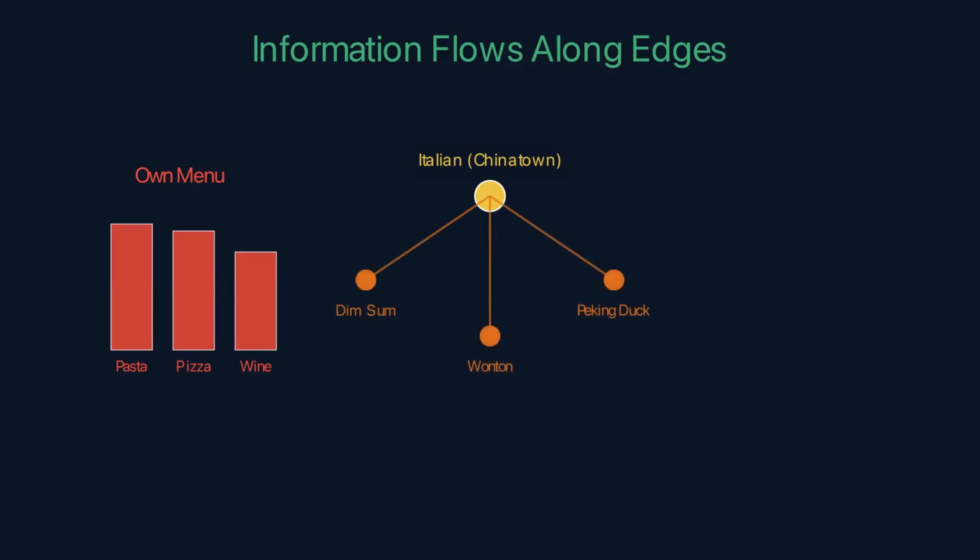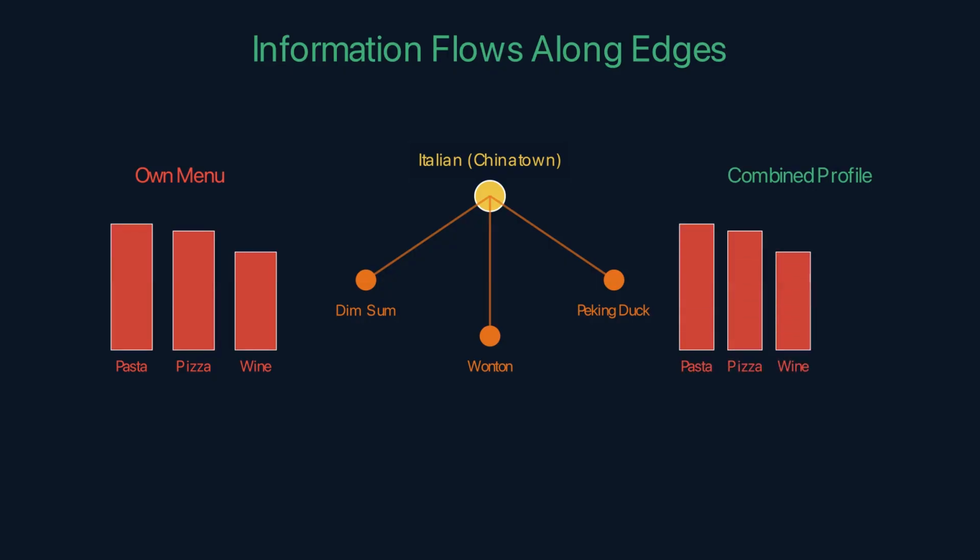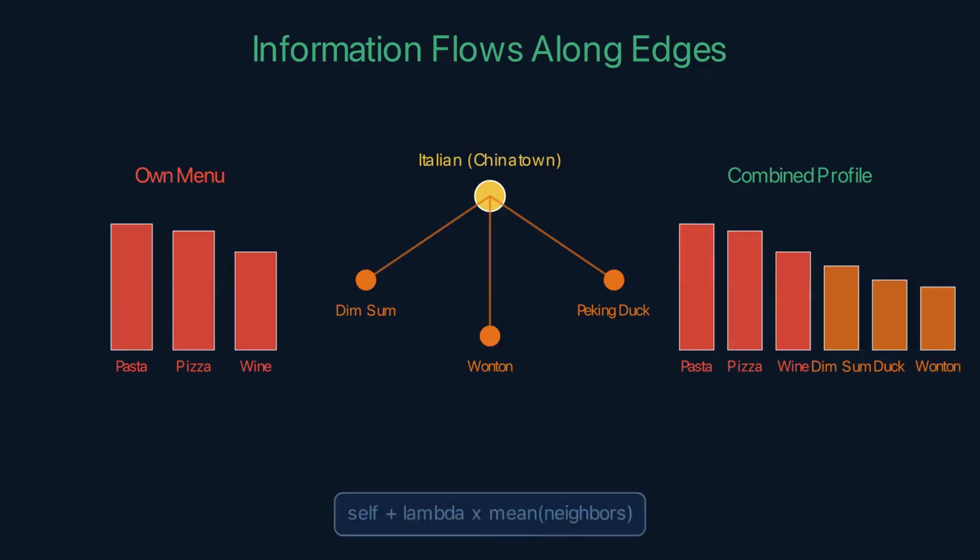Edge 1 brings dim sum features. Edge 2 brings Peking duck features. Edge 3 brings wonton features. Banksy creates a combined profile, the restaurant's own menu plus a weighted average of its neighbors' menus. The combined profile says, Italian food in a Chinese neighborhood.